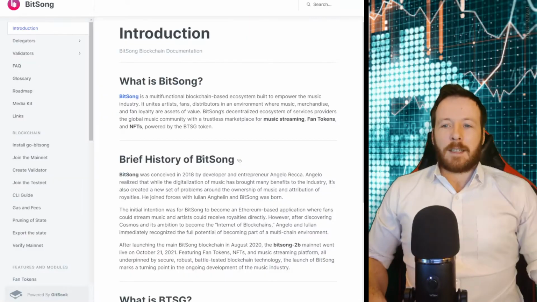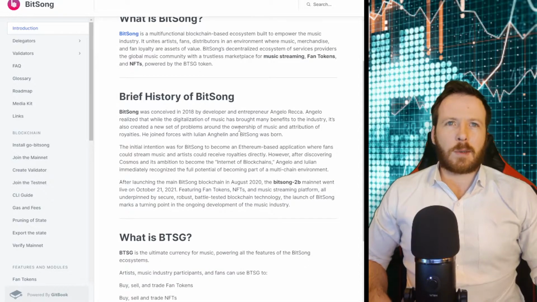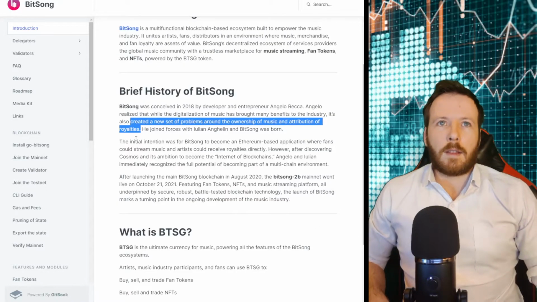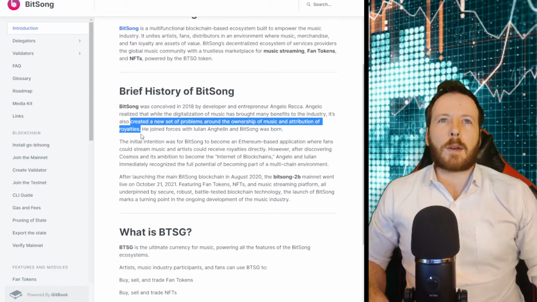Yeah! So, looking at their white paper, it was conceived in 2018, and it seems like it's going to have a lot of features. Fan tokens, which I'll get into in a moment, NFTs, music streaming, on top of the excellent Cosmos chain. They, and many other music organizations on the blockchain, are trying to tackle the problem of royalties.